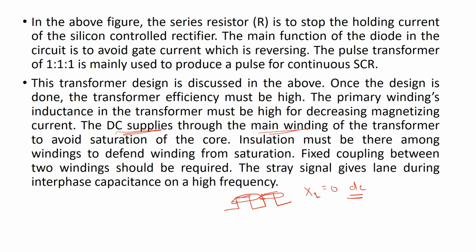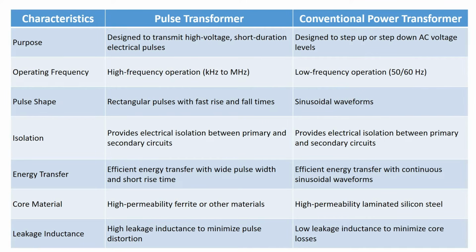That's all about the pulse transformer. This table shows the difference between a pulse transformer and a conventional transformer. Pulse transformers are designed to transmit high voltage, short duration electrical pulses. Short duration means the on time is very small, and the on time may be controlled by external circuits so that the off time is a little longer compared to the on time. That is called short duration, and we can transmit high voltage.